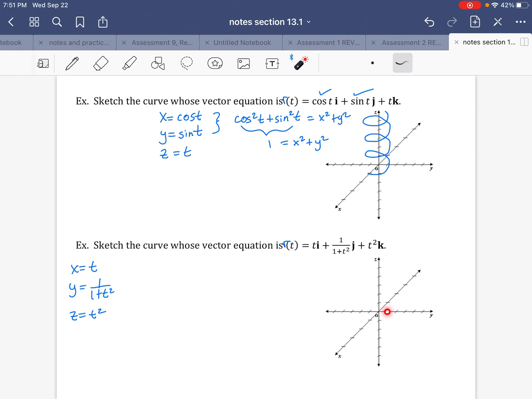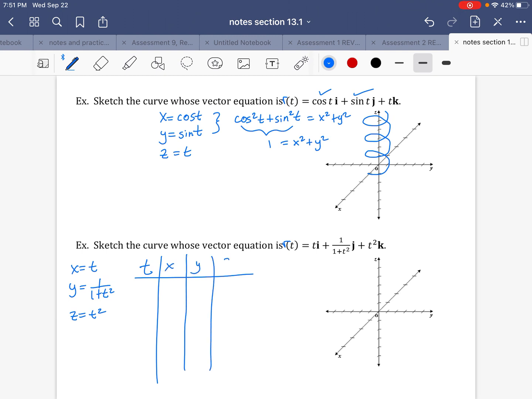And then as t grows, what's going to happen to the y value is it's going to start to creep inside. It's going to get closer and closer to 0. Okay, even with the negative numbers, even if t is negative, it's going to just get closer and closer to 0. Okay, so let's do some values and see what we got. So let's make a little table. We got our t values. We got x, y, and z.